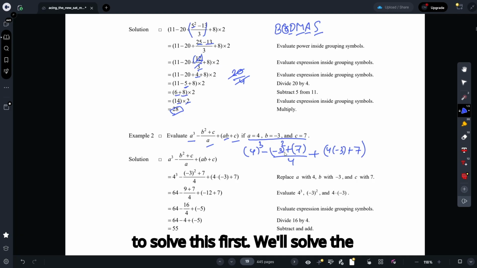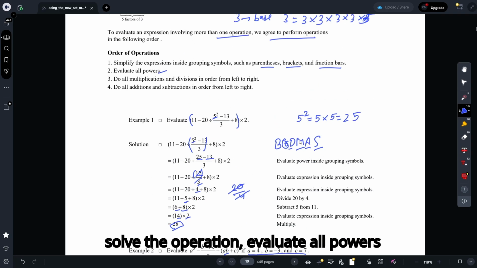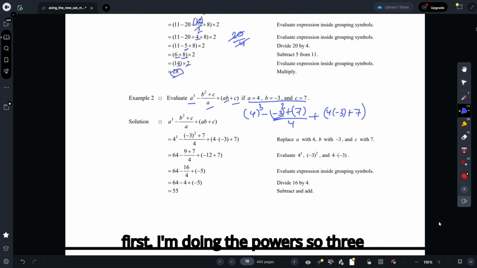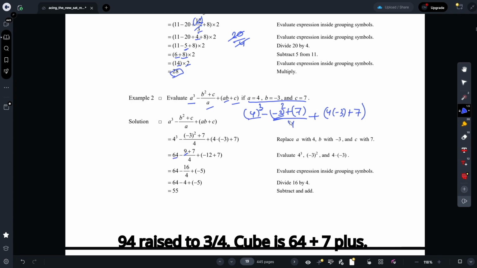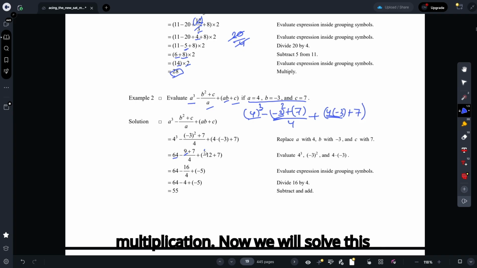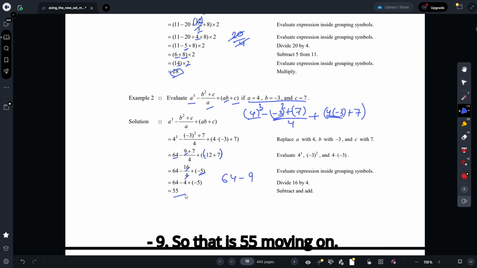Now to solve this, first I will solve the powers, as we know the order to solve the operations. Evaluate all powers first. So 3 raised to 2 will be 9. 4 raised to 3, 4 cube is 64, plus 7 upon 4, plus 4 into minus 3, that will be multiplication, so I'm doing multiplication first. Now we will solve this bracket first. So minus 12 plus 7 will be minus 5, and 9 plus 7 will be 16. 16 divided by 4, that will be 4. Now 64 minus 4 plus minus 5, so that will be 64 minus 9, so that is 55.